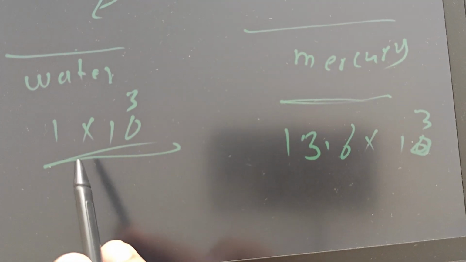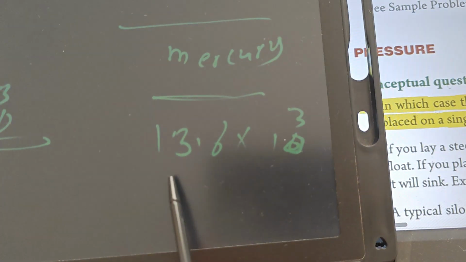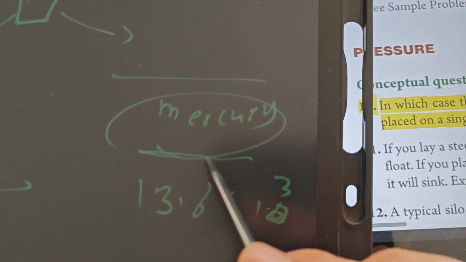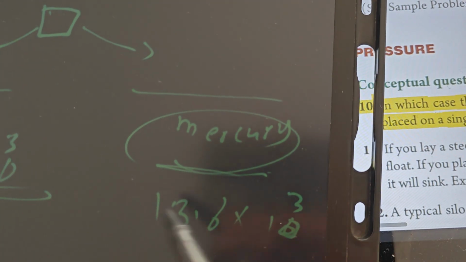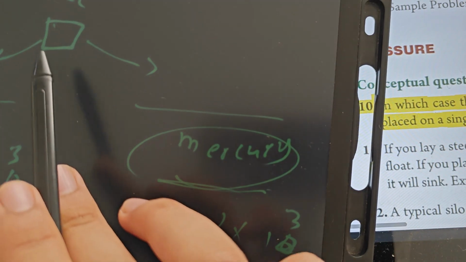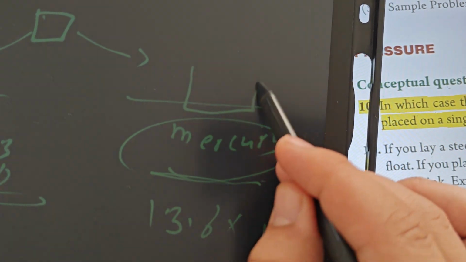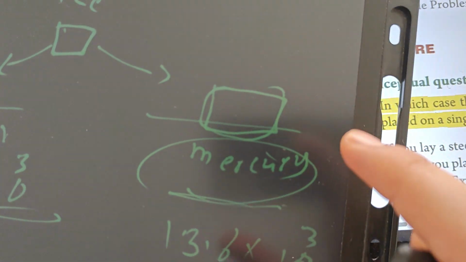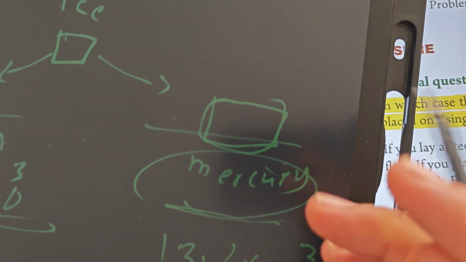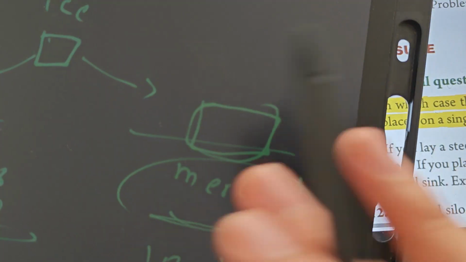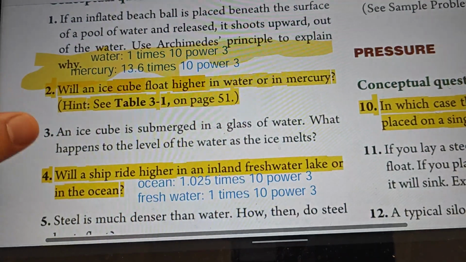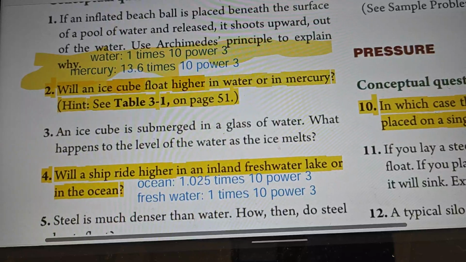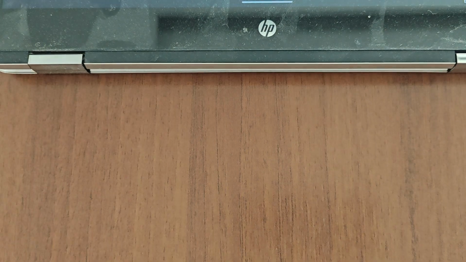This is the density of water, 1 times 10 power 3, and this is the density of the mercury, 13.6 times 10 power 3. The density of the mercury is greater. So because the density of the mercury is greater than the density of the water, it means the ice can float on the mercury's liquid, not on water, because the density of the mercury is greater than the density of the water, so it can make the ice float on the surface. Okay. So we can answer like that.